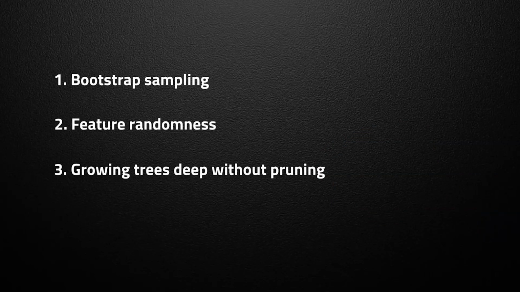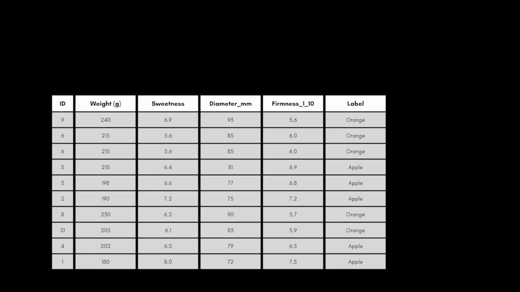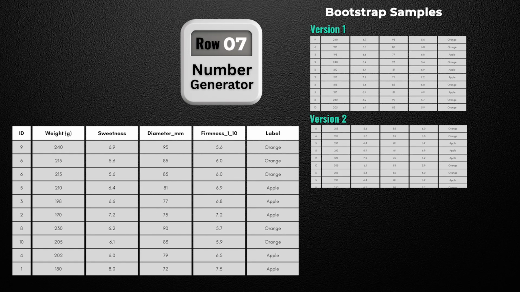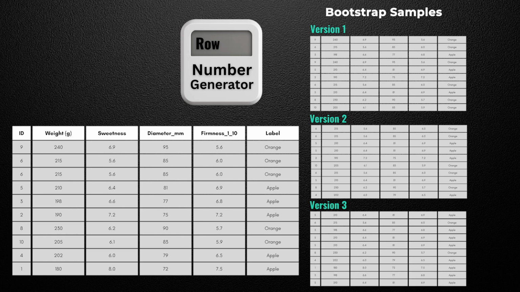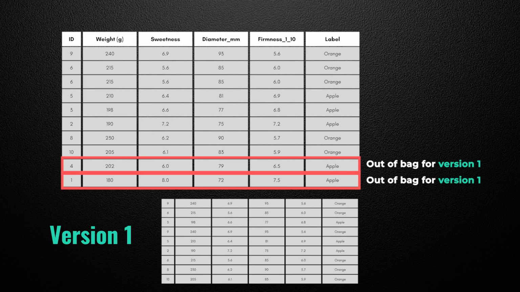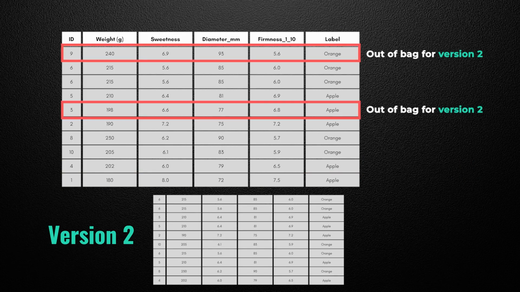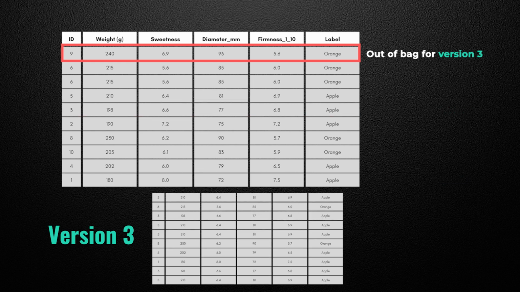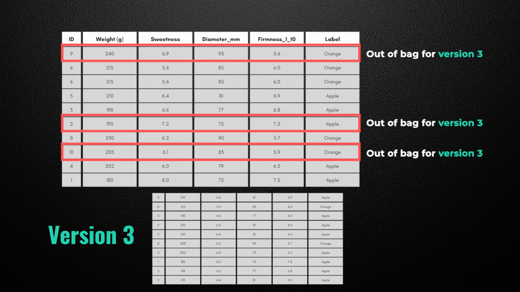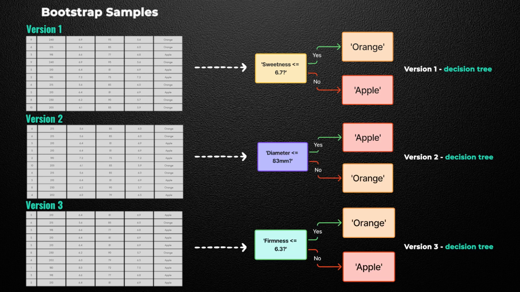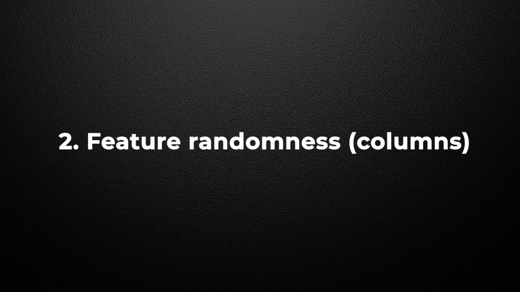To explain how these ingredients work, we'll use a sample dataset. Bootstrap sampling works by sampling the training rows with replacement. So you could run bootstrap sampling 3 times, resulting in 3 different versions of the dataset. Some rows repeat, some rows are left out. The left out rows are out of bag for that version of the dataset. You would then proceed to build 3 different decision trees from this. This helps because each tree sees a slightly different slice of the data, which makes the trees different from one another. The second ingredient is feature randomness.